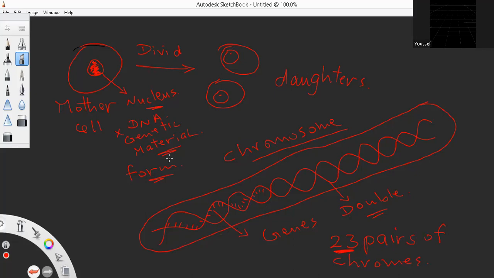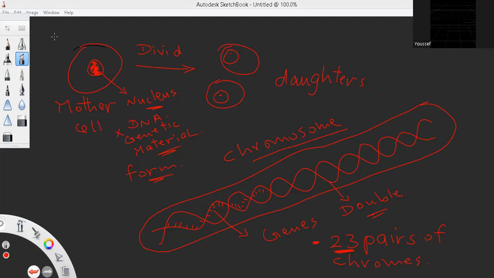I don't remember the name for this. I've heard of it before, but I don't remember. The 23 pairs is the number; there is no special name. Each species has its own number of chromosomes. Okay, I think I understand.